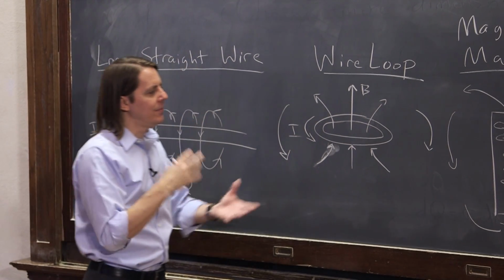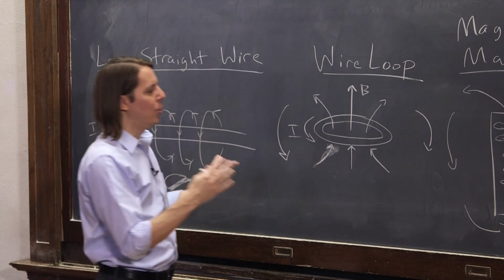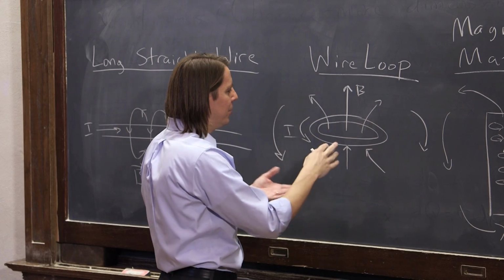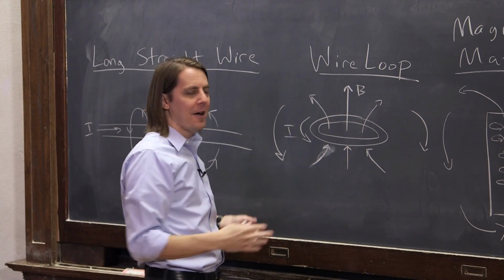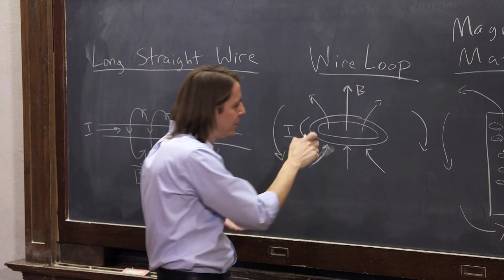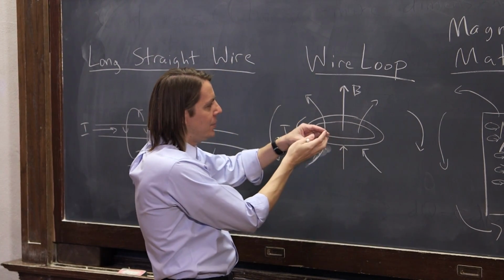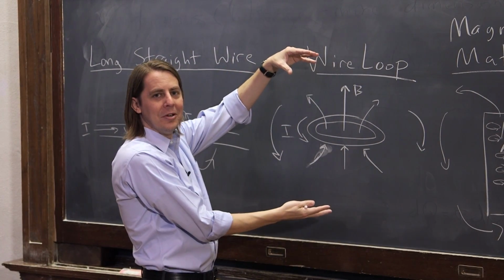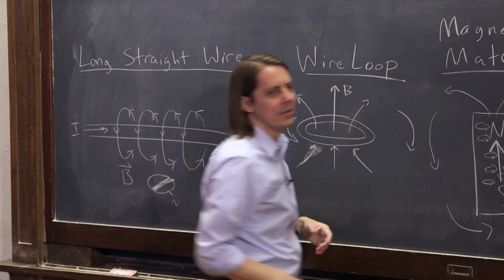And this is why you can't ever separate them. This is why you always have to have a north pole and a south pole, because there's no way to cut this in half and just get the top or the bottom. There's always a top, there's always a bottom. Even if you cut this wire in half, you'd have two wires, two loops, just like before when we talked about cutting the magnet in half.